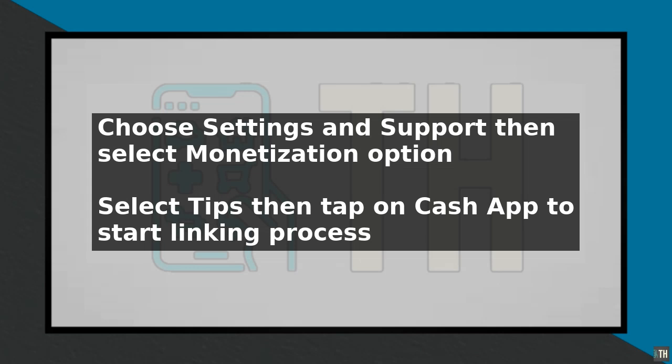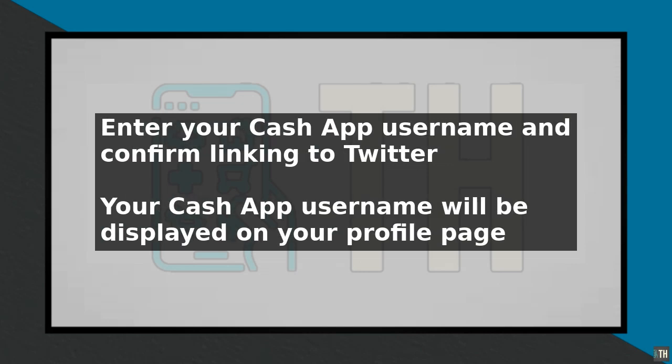You will be prompted to enter your Cash App username, also known as your $cashtag. Enter your $cashtag, which is the username you use for Cash App, and confirm that you want to link it to your Twitter account. Once you have linked your Cash App account to Twitter, your $cashtag will be displayed on your Twitter profile. To receive tips, make sure your Cash App account is set up to receive payments.